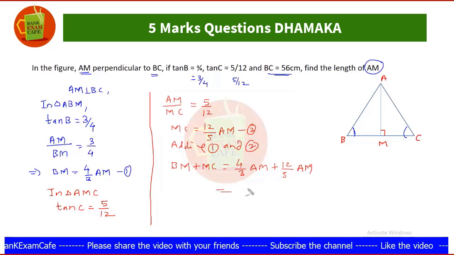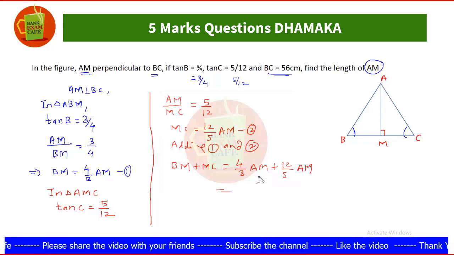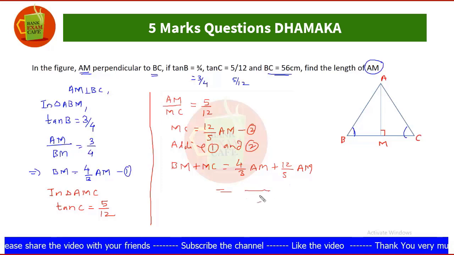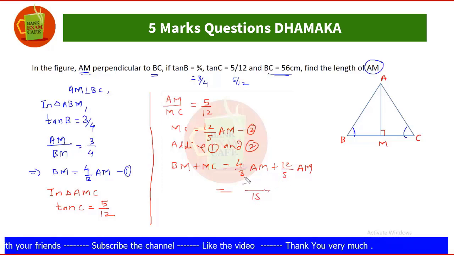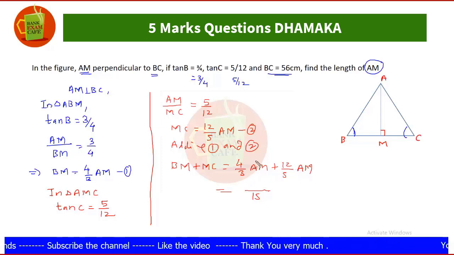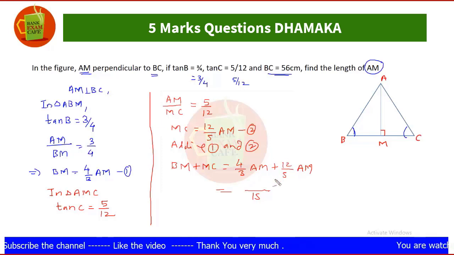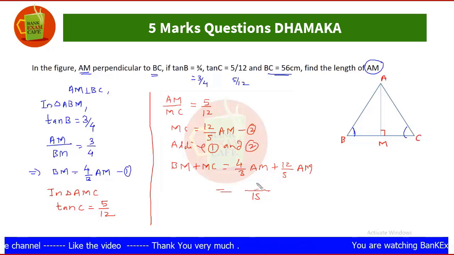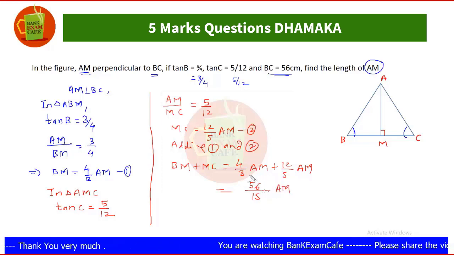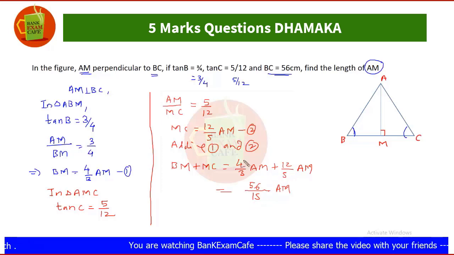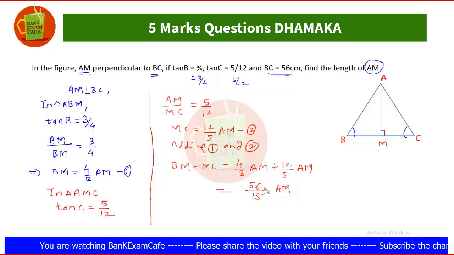So taking LCM will be 15. So 5 3s are 15 will be the LCM. So it will be 15, 5 4s are 20 and 12 3s are 36. So 20 plus 36, that will be equal to 56. So this will be 56 by 15 into AM. Here we have taken the LCM of 5 and 3, that is 15, and 5 4s are 20, 12 3s are 36. So 36 plus 20 will be 56.